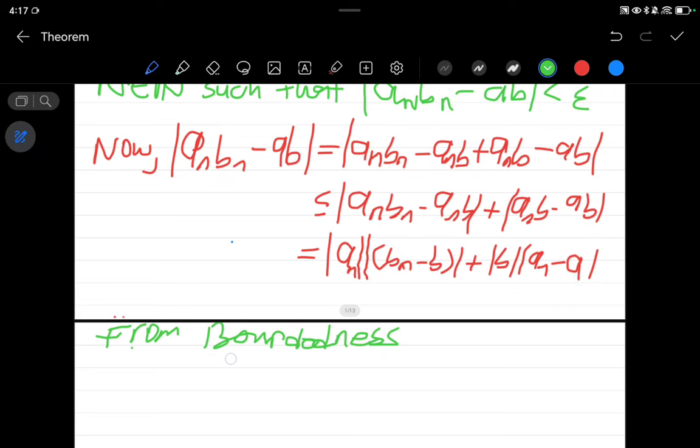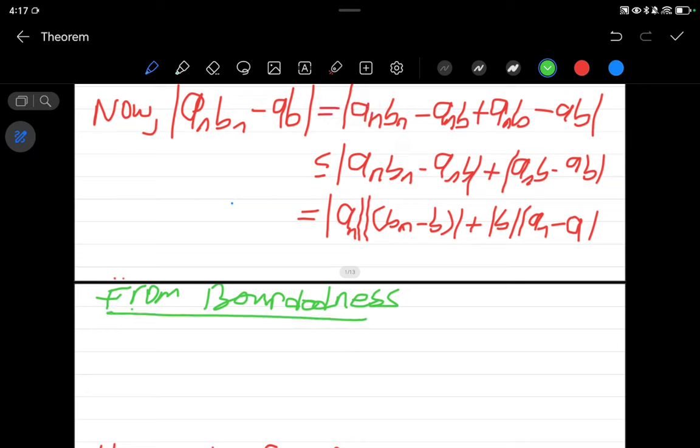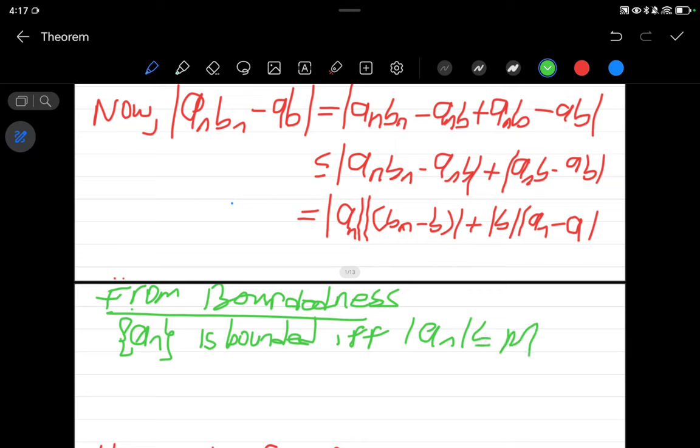So we know that from boundedness, the sequence is bounded if and only if, I'm just gonna summarize it, a_n is bounded if and only if the absolute value of a_n is less than or equal to M. You see, right? So we have this. So it means that we are allowed to replace this by M.